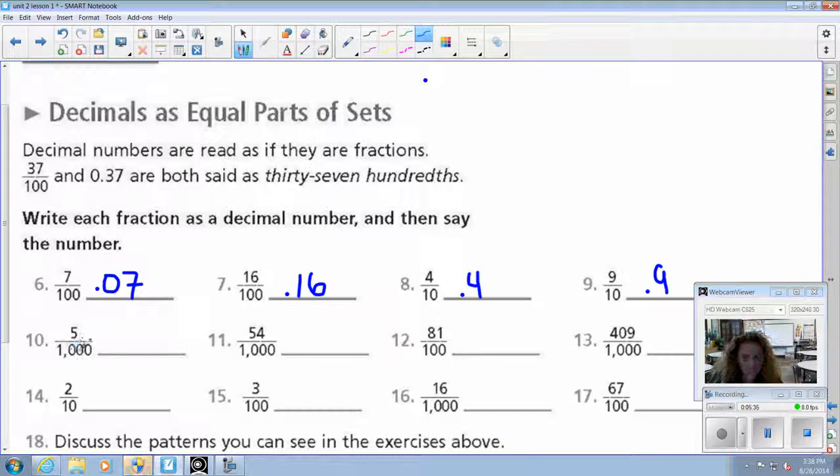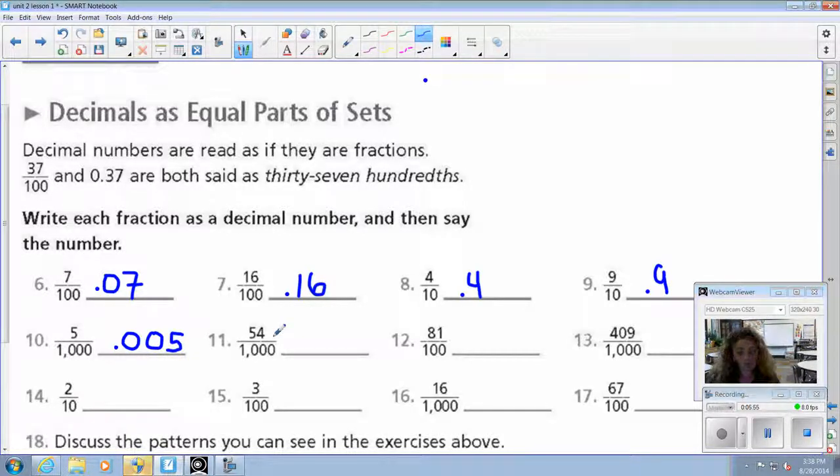Ooh, this is a tricky one. 5 thousandths. So I'm going to put a decimal. I'm going to go to the thousands place value. Okay, this is the tens place value. I don't have any. This is the hundreds place value. I don't have any. The thousands place value, I have 5. So I'm going to put a 5 in the thousands place value. Okay, so now it says 5 thousandths.